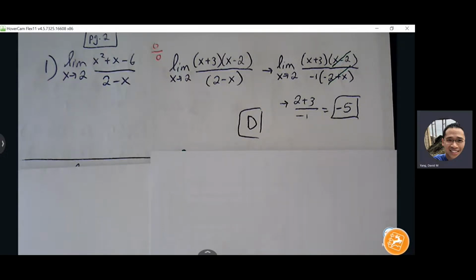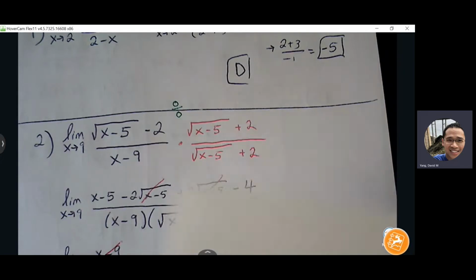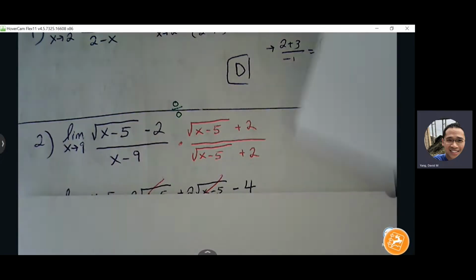All right, try number 2. Is that an 8 or a 9? Oh, yeah, so number 2 is kind of hard to see. It's x approaching 9. Okay. X approaching 9.